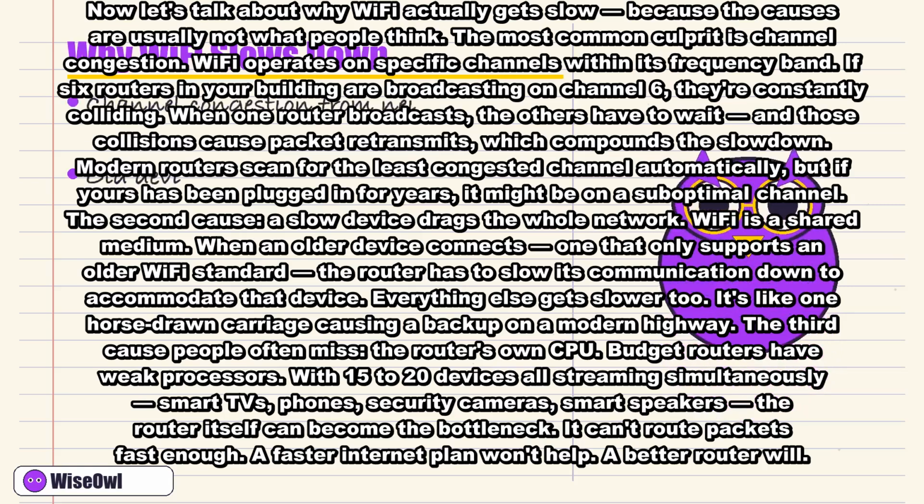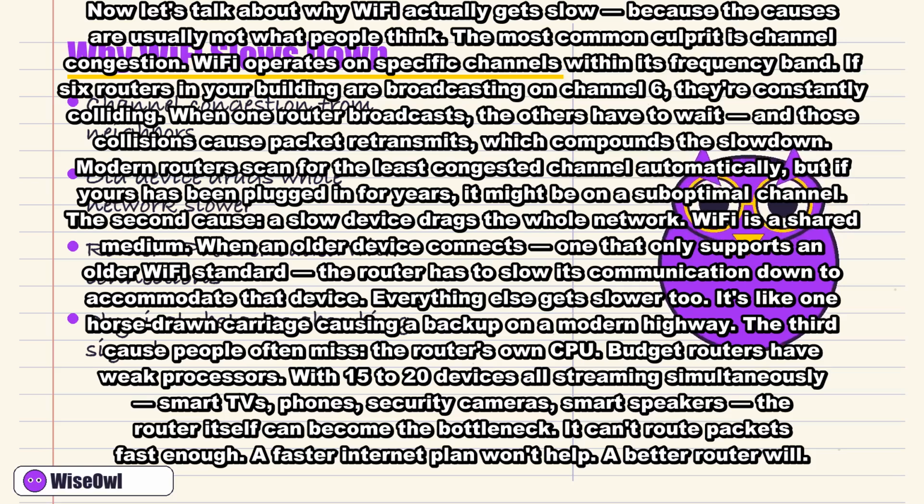Now let's talk about why Wi-Fi actually gets slow, because the causes are usually not what people think. The most common culprit is channel congestion. Wi-Fi operates on specific channels within its frequency band. If 6 routers in your building are broadcasting on channel 6, they're constantly colliding. When one router broadcasts, the others have to wait, and those collisions cause packet retransmits, which compounds the slowdown. Modern routers scan for the least congested channel automatically, but if yours has been plugged in for years, it might be on a suboptimal channel.